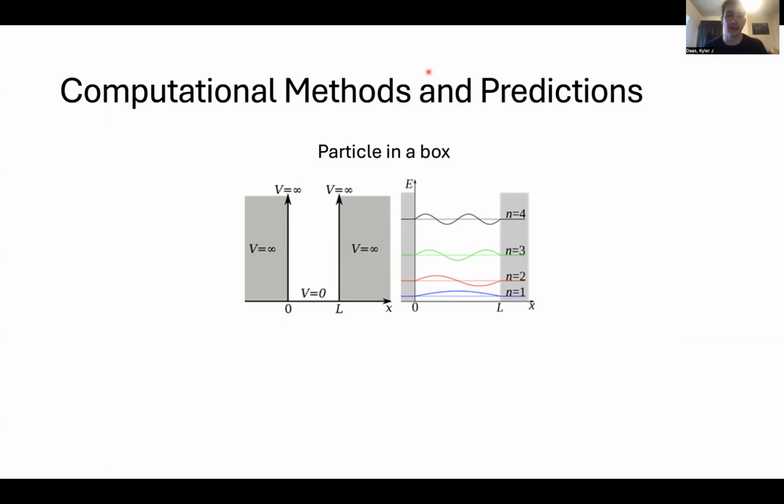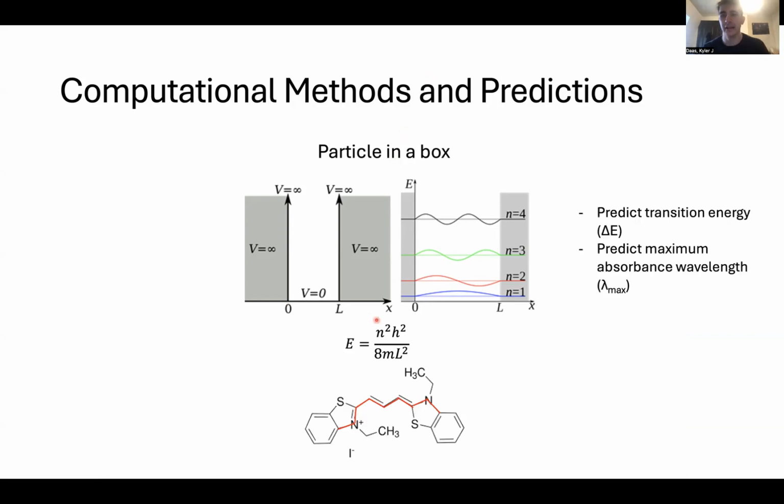This is the most crude method, where we use the calculated energy of a particle in a box to calculate the transition energies as well as the maximum absorption wavelength. Here, these are just the constants: the quantum number, Planck's constant, mass of an electron times 8, and L is the length of the box, which I have highlighted here in red. We can use this to make very crude predictions about the energy transition from the HOMO to the LUMO, as well as the maximum absorption wavelength.